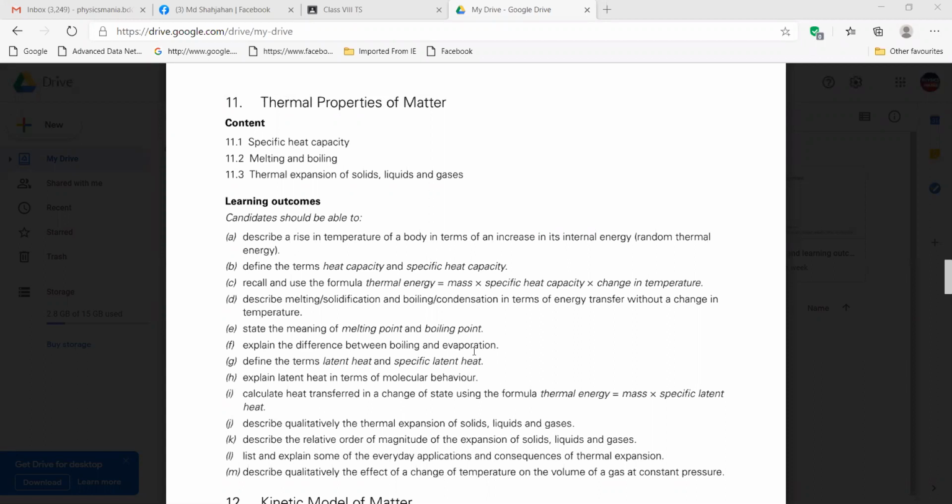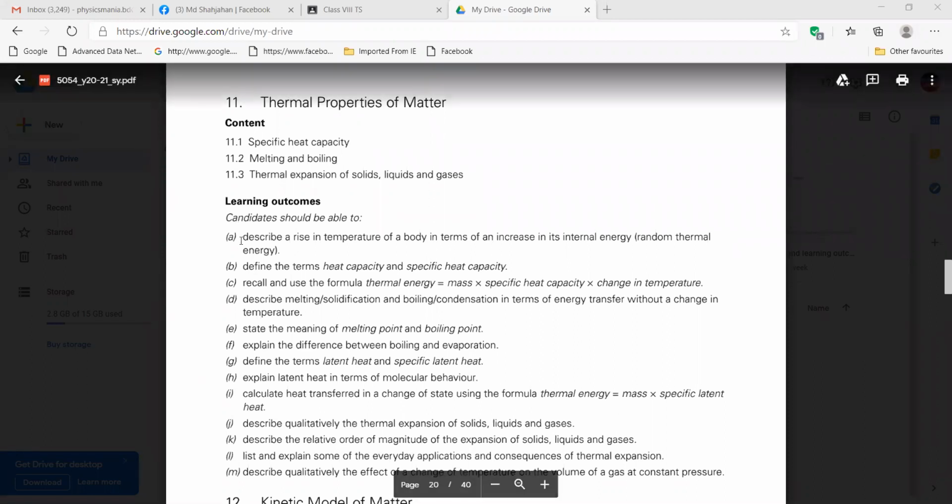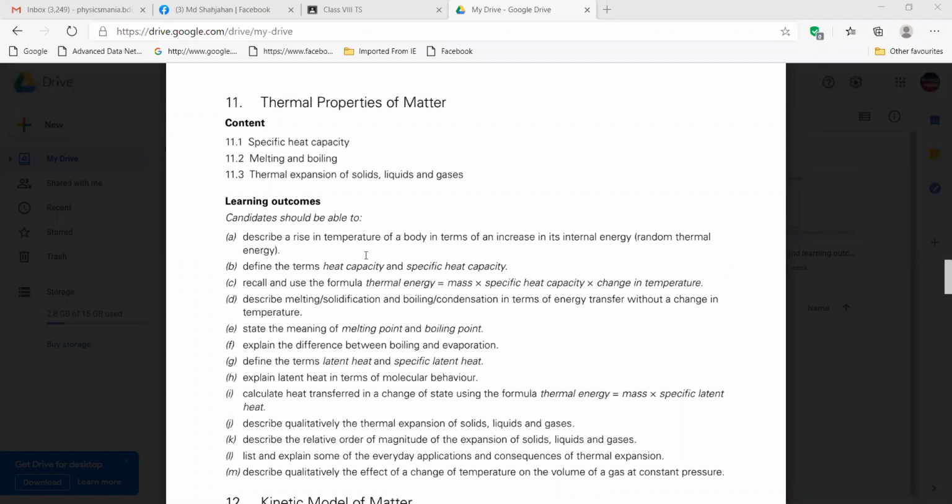Yes, sir. Okay, now you read from the learning outcomes. The candidate should be able to describe a rise in temperature of a body in terms of an increase in its internal energy, random thermal energy. Now, about this internal energy, is anything written in your copy? Sir, let me check. Okay, open your copy. I covered all the learning outcomes and I gave you this definition. What is called internal energy?